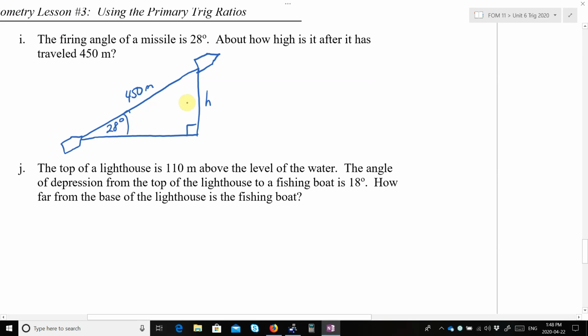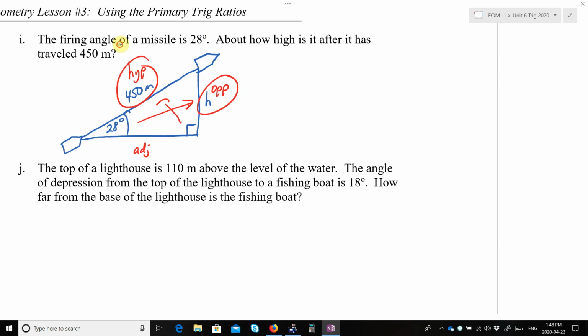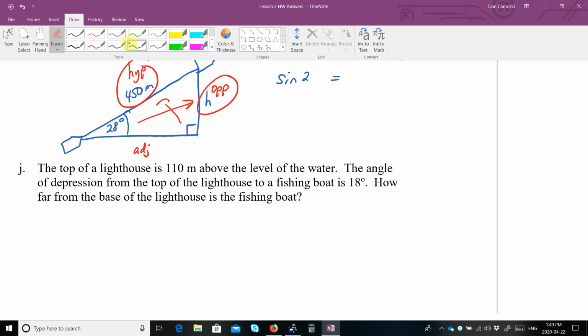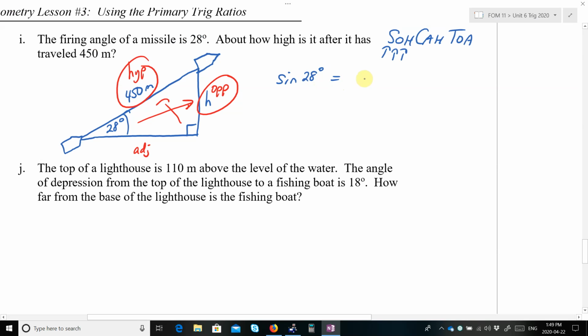Excellent. So with the angle 28 degrees, across from that is the opposite side. Across from the 90 is the hypotenuse. This side is the adjacent. That's not going to come into play. So we're looking for the opposite, and we have the hypotenuse. Which trig ratio deals with opposite and hypotenuse? That comes from sine. So you would go sine of 28 degrees is equal to, the opposite is h, and the hypotenuse is 450.